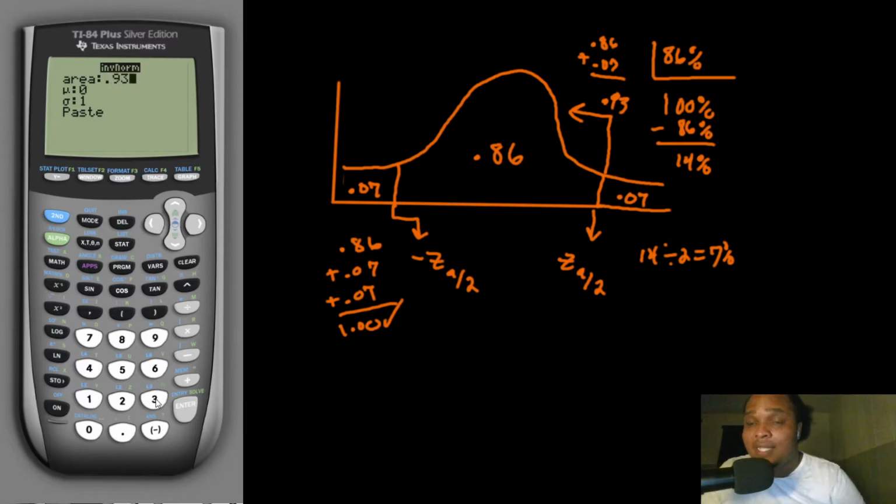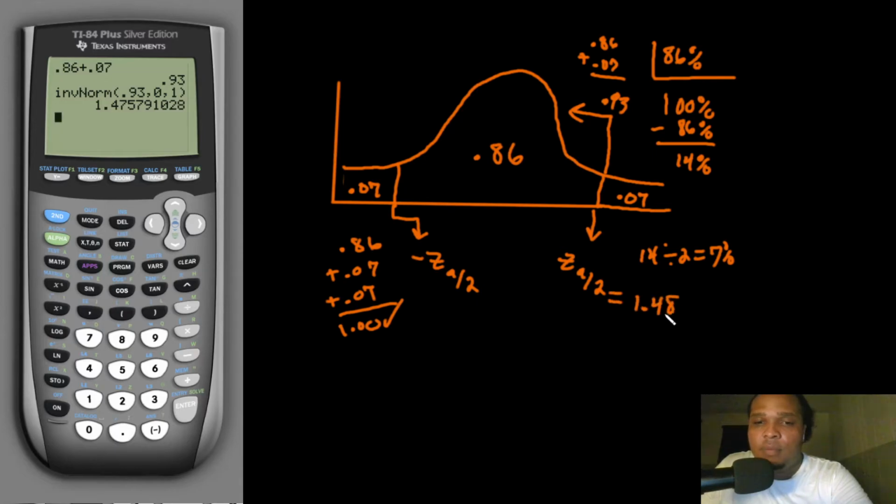And remember, because this is a z-score, the special thing about z-scores is that the mean is 0 and the standard deviation is 1. So go ahead and go to paste. And there's your Z alpha over 2 for this one. 1.48. So Z alpha over 2 would be 1.48.